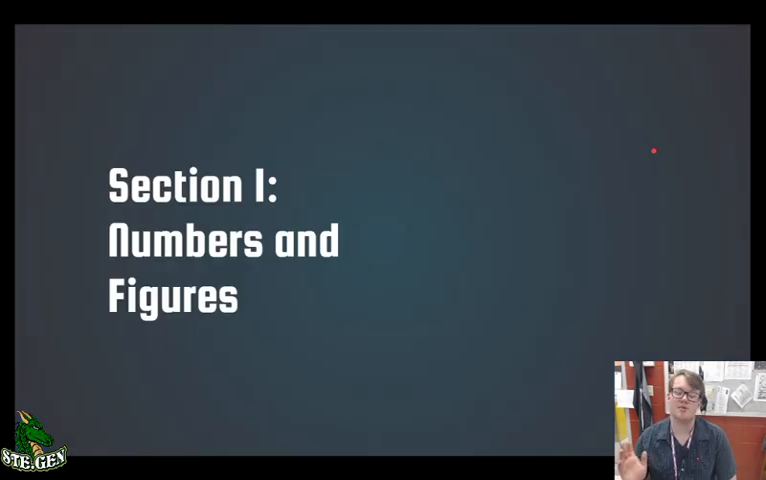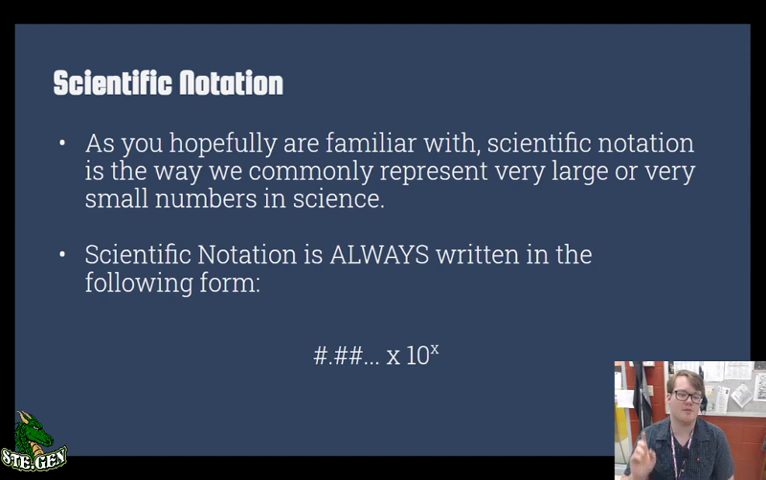So we're going to start with something pretty easy. In section 1, we're just going to talk about numbers and figures, and more specifically, we're going to begin with scientific notation. You are hopefully familiar with this. Some people I think have said they've talked about it in math classes. You may have talked about it in previous science classes, but scientific notation is the way we represent very big or very small numbers in science. It's just more efficient to write them in scientific notation than it is to write really big numbers.